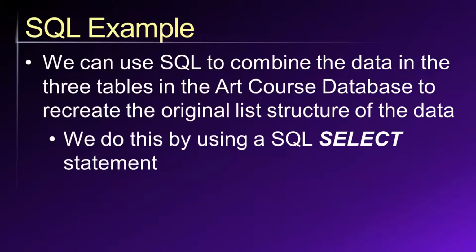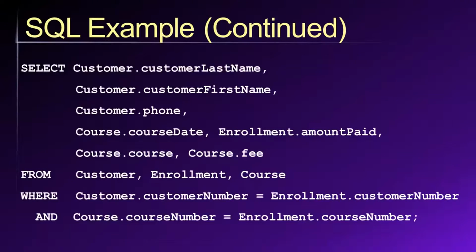Now, although we start with three tables, if we need to combine all of the information together in order to restore the original list structure of the data, we can do that by using something called a SQL select statement. Here we see an example of such a statement. I know this looks complicated, but hopefully you were able to read this even right now at the beginning of our course and get a good idea for what this statement is supposed to do. So let's take a look.